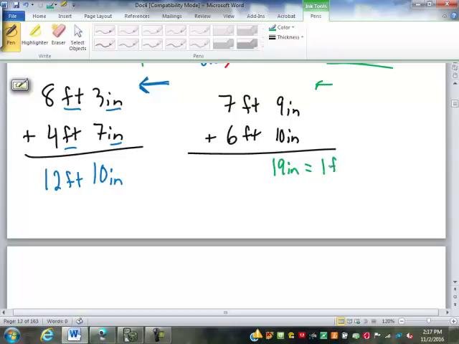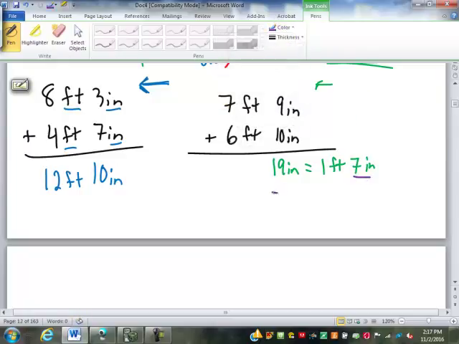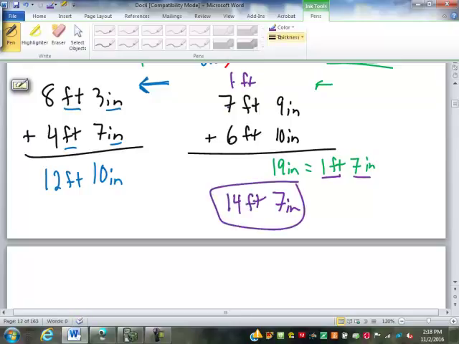So if we take out a foot, remember a foot's 12 inches, how many inches are left? Yeah, 19 minus 12 leaves us 7 inches. So what we're going to do here is keep the 7 inches, and carry our 1 foot. 1 and 7 makes 8, plus 6 is 14. So 14 feet, 7 inches.